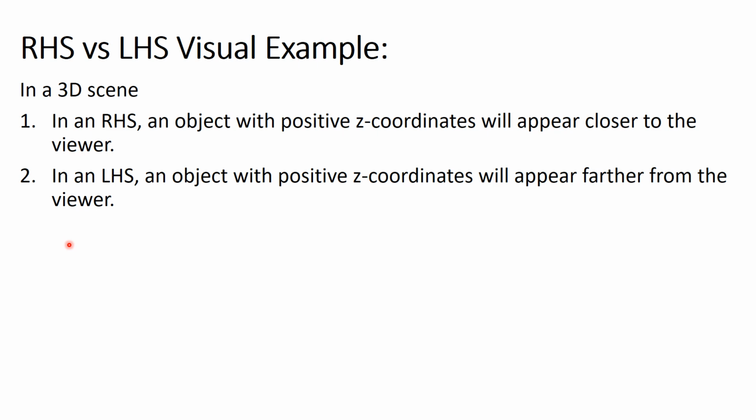على العكس لو كان في النظام المستخدم، نظام الإحداثيات المستخدم، لو كان LHS نفس الأوبجكت ده واللي عنده positive z coordinates نفس القيمة هيظهر أبعد في الشاشة، لأنه في النظام LHS the positive z coordinates points into the screen.